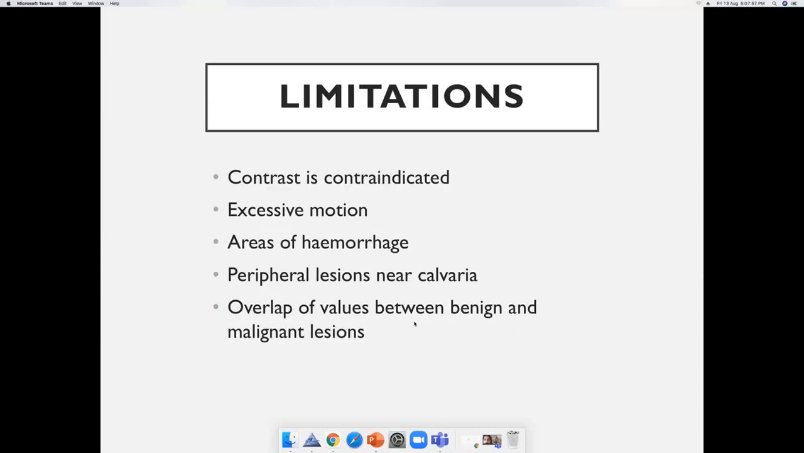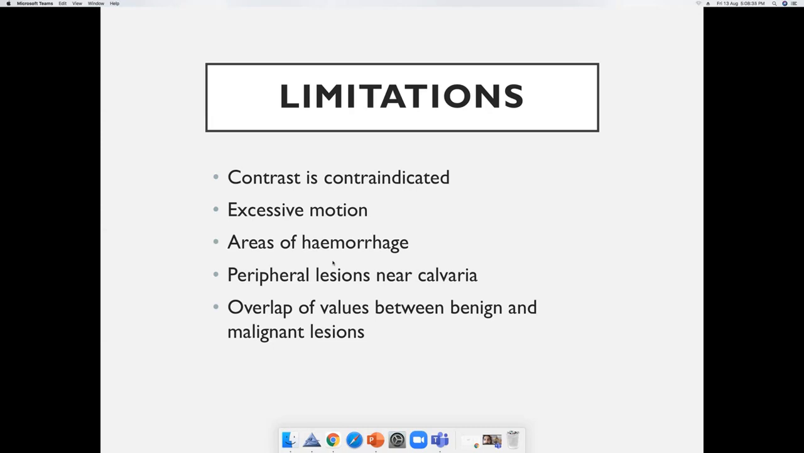Now the last, limitations. If the patient cannot get contrast, if it is contraindicated, you cannot do this. Excessive motion will destroy your study. Areas of hemorrhage will produce a lot of susceptibility artifact, but yes, you can just go away from them. Peripheral lesions near the calvaria, you can actually study them, though a little bit of problem is there. Overlap of values between benign and malignant: yes, it is a problem, but it is only a problem if you see only CBF as such. If you see all the morphological features, spectroscopy, the history, there's no problem at all.